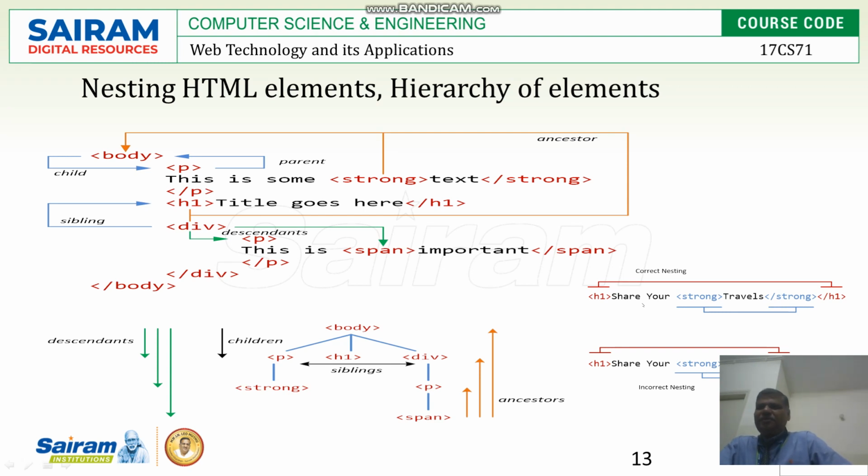So here it is being shown. The correct nesting is: H1 started here. Now you see strong is here, strong closes, and only then H1 closes. If this strong closes outside here, then it is wrong. So this is incorrect.